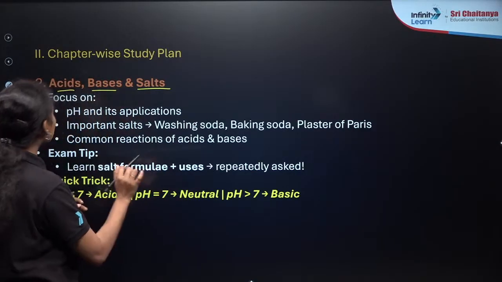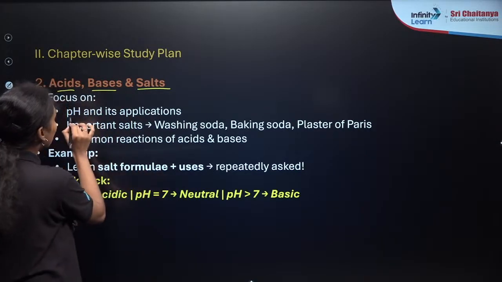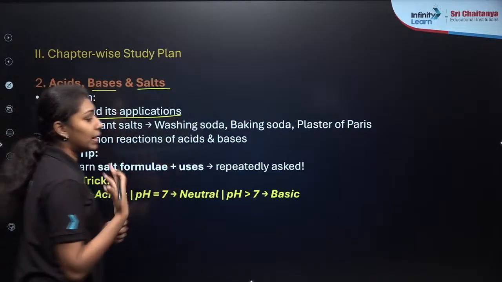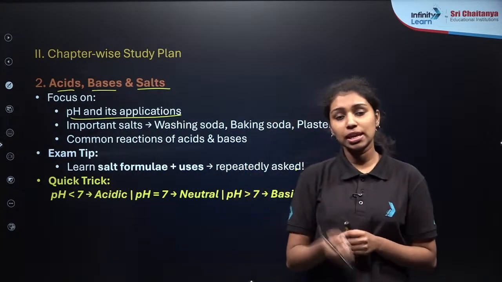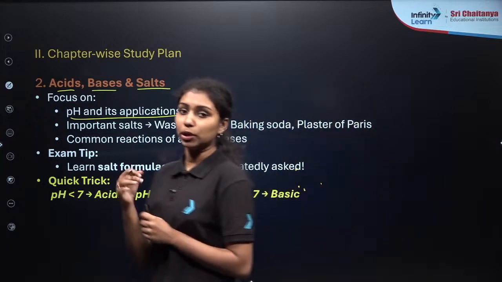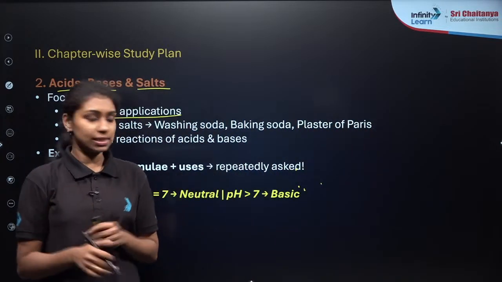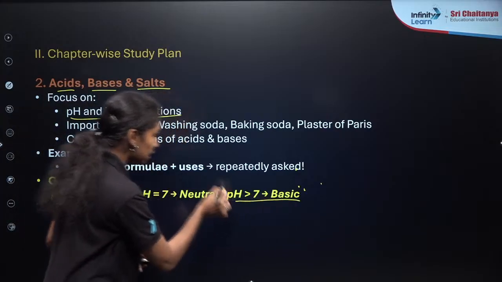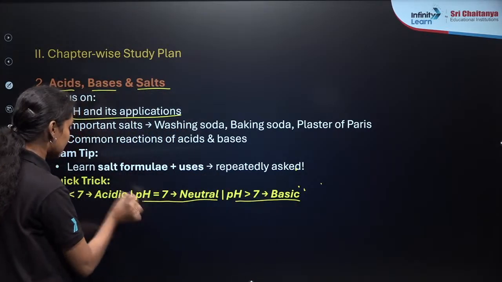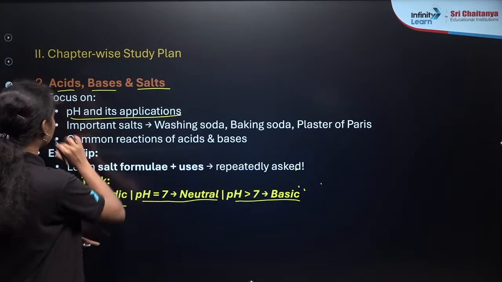So what is our focus? Main focus is about the pH and its application, right? As we already know, depending upon the pH, we can predict whether it is an acid, base or neutral species. If pH is equal to 7, it will be neutral. If pH is less than 7, it will be acidic. If pH is greater than 7, it will be basic, right? This is the basic idea about the pH and its values given here.